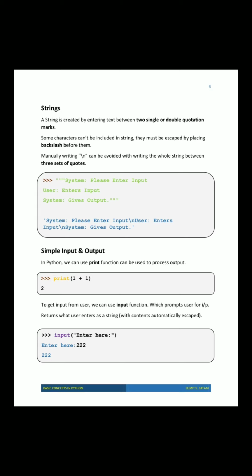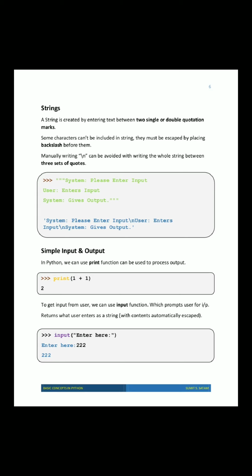It can be avoided by writing the whole string between three sets of quotes. So an example is also given here. We have system: please enter input. In the next line we have user, that is enter input. Third line is system: gives output. So this is a complete string in three different lines.